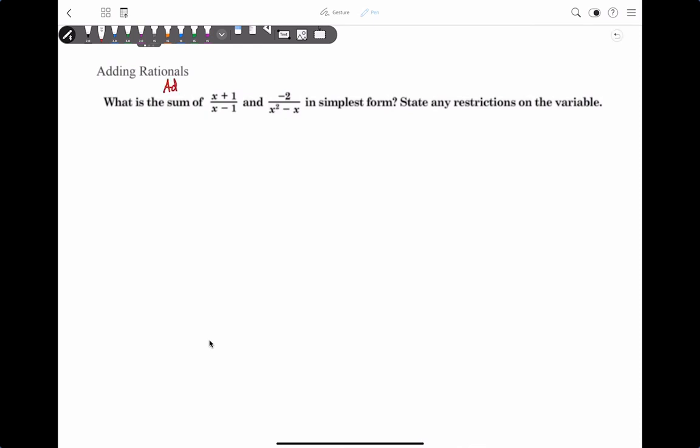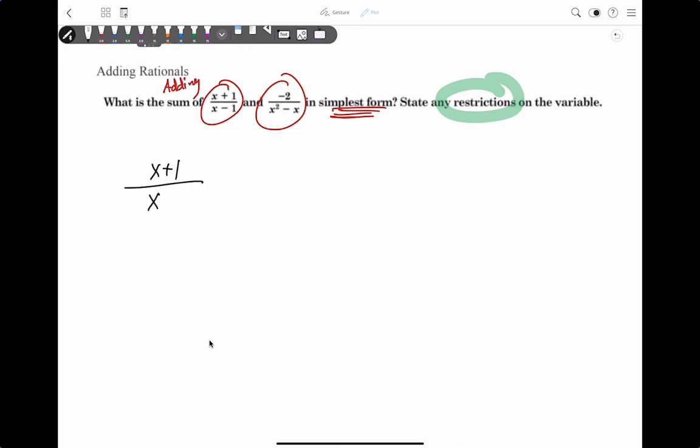That means we're adding, and we're going to add this with this, and then we're going to give it its simplest form, and then at the very end, state the restrictions. Okay, so let's first set up our problem. We have x plus 1 over x minus 1, and we're going to add with a negative 2 over x squared minus x.